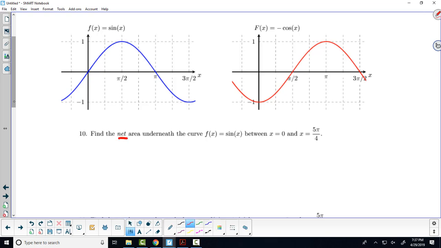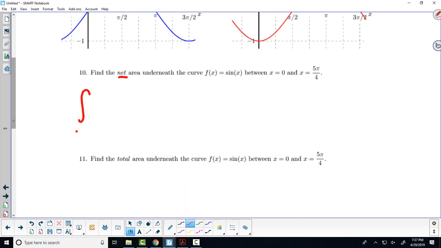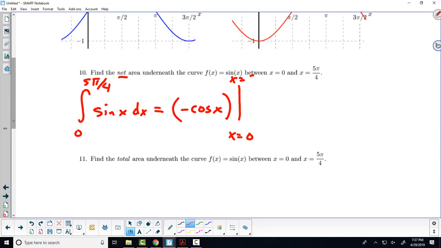Here I'm asking you to find the net area underneath the curve, sine of x, from x equals 0 to x equals 5 pi over 4. This is the integral from 0 to 5 pi over 4 of the sine of x dx. I'm asked for net area. That is just the definite integral. So what do I do? Well, I give myself an antiderivative. I like that one right there. I think you should too. Evaluated from x equals 0 to x equals 5 pi over 4.